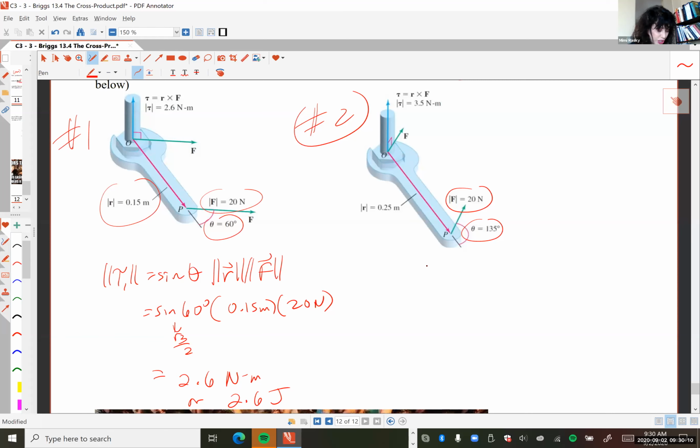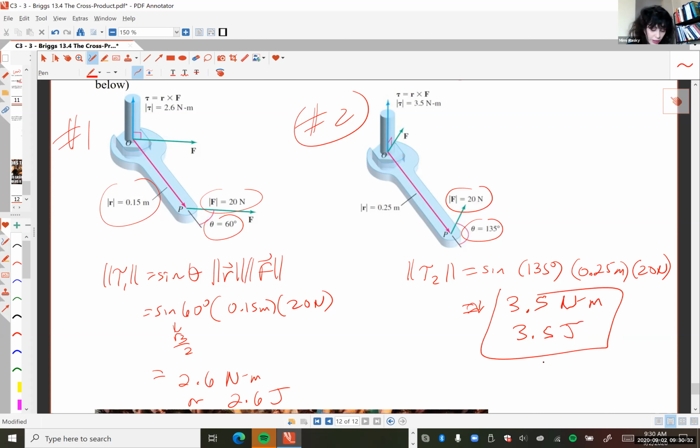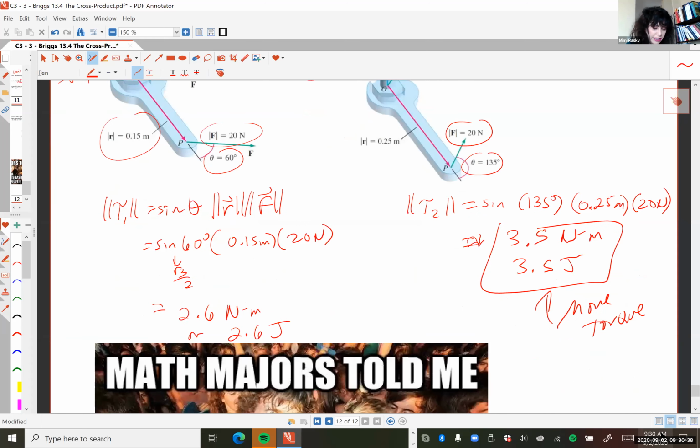Over here in situation number 2, my torque, I'll call it torque 2, is sine of 135 degrees multiplied by the wrench length, which is 0.25 meters, and my force is still 20 newtons. Fine. And this is approximately 3.5 Newton meters, or 3.5 joules. So this guy is the winner. This one has more torque, probably helped by the length of the wrench.